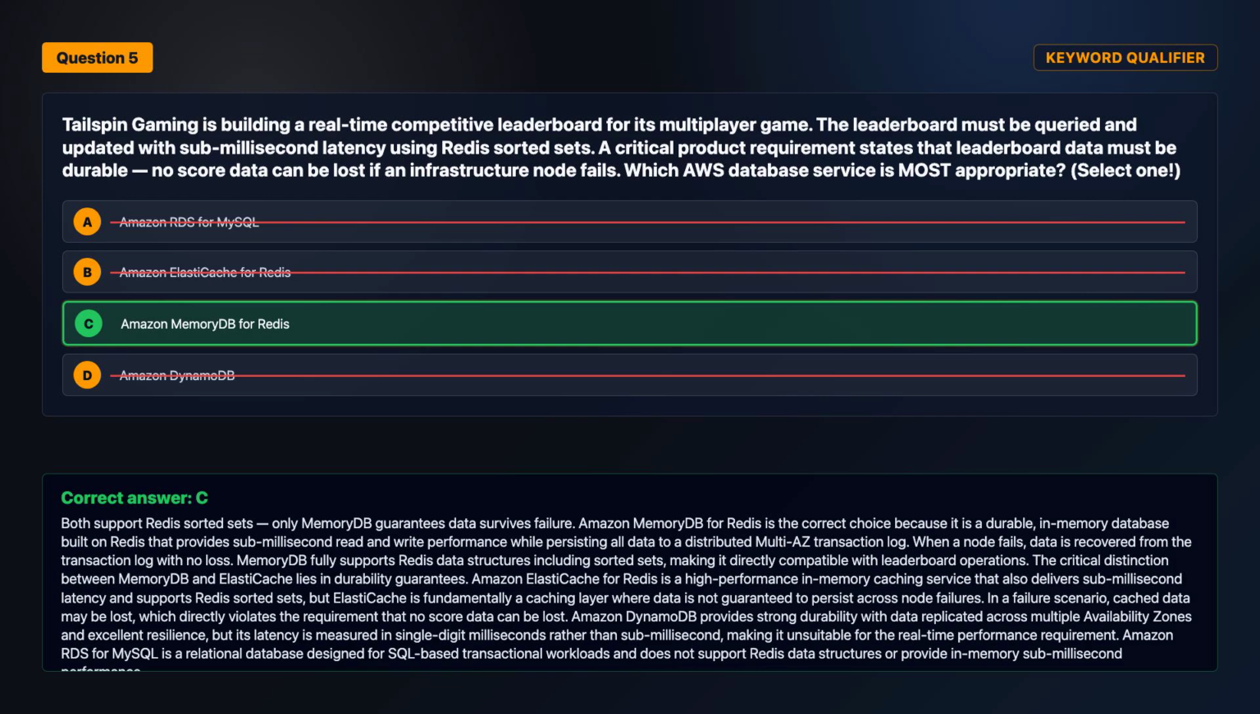Amazon DynamoDB provides strong durability with data replicated across multiple availability zones and excellent resilience, but its latency is measured in single-digit milliseconds rather than sub-millisecond, making it unsuitable for the real-time performance requirement. Amazon RDS for MySQL is a relational database designed for SQL-based transactional workloads, and does not support Redis data structures or provide in-memory sub-millisecond performance.